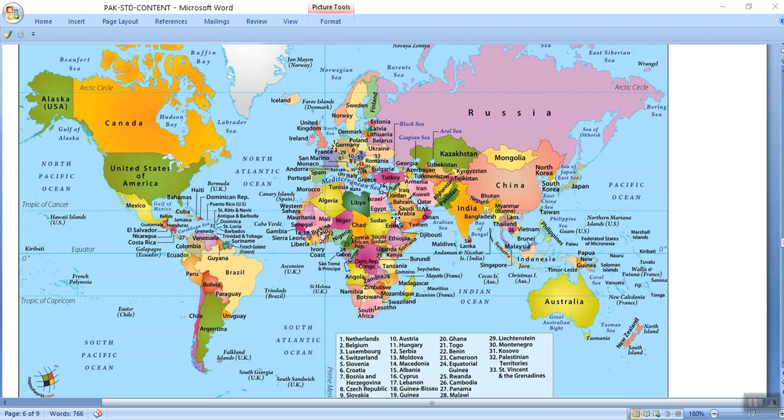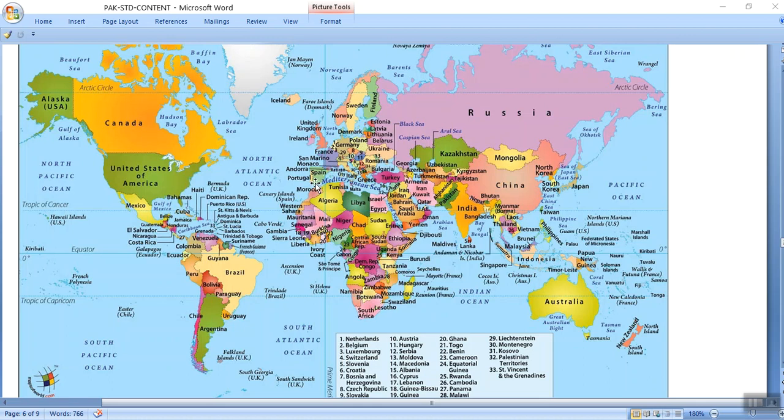Anyway, next is Australia. Australia is the biggest country in the region. It is basically an island. Okay, this is the continent, and next is Europe.